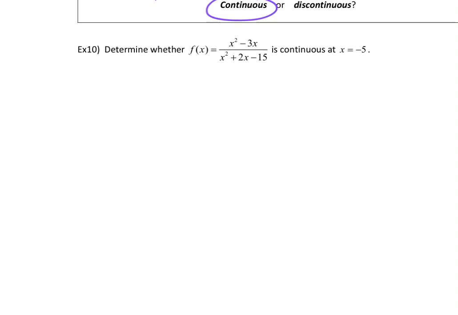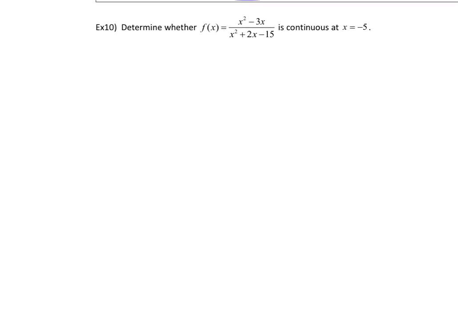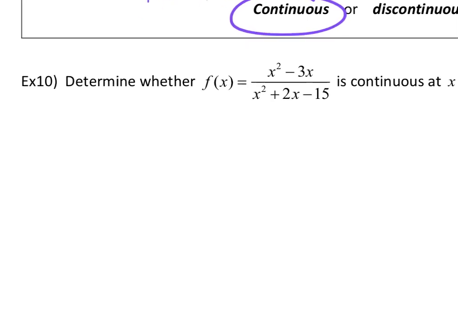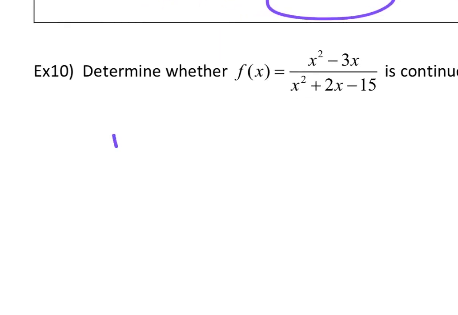And this is going to be kind of like how you're tested, where I ask you that question and then give you a big blank space, and you're going to need to fill in those steps. So your first step is, is f of -5 defined?